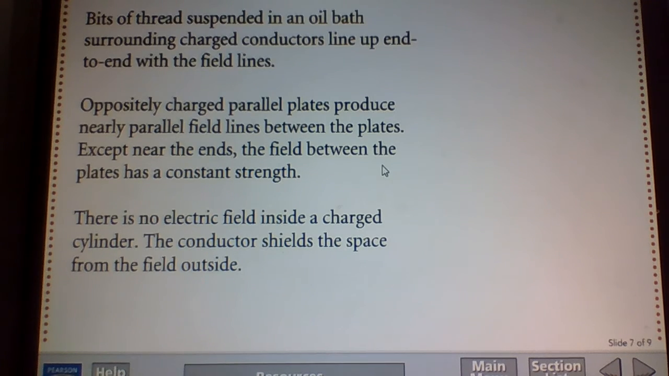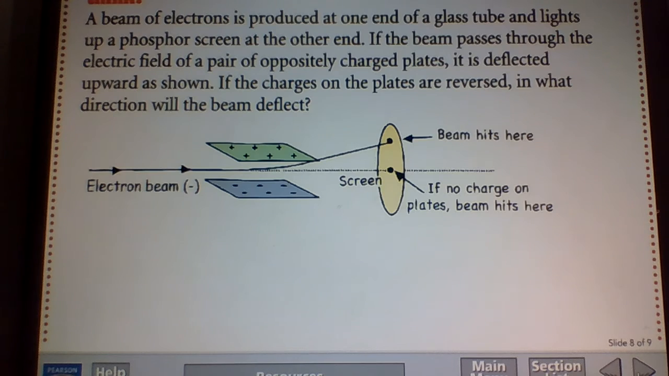And so those are just bits of thread that are set up in a little oil bath, and the different scenarios I just described to you. I'll leave this up for a second. You can pause it if you need a little extra time there.